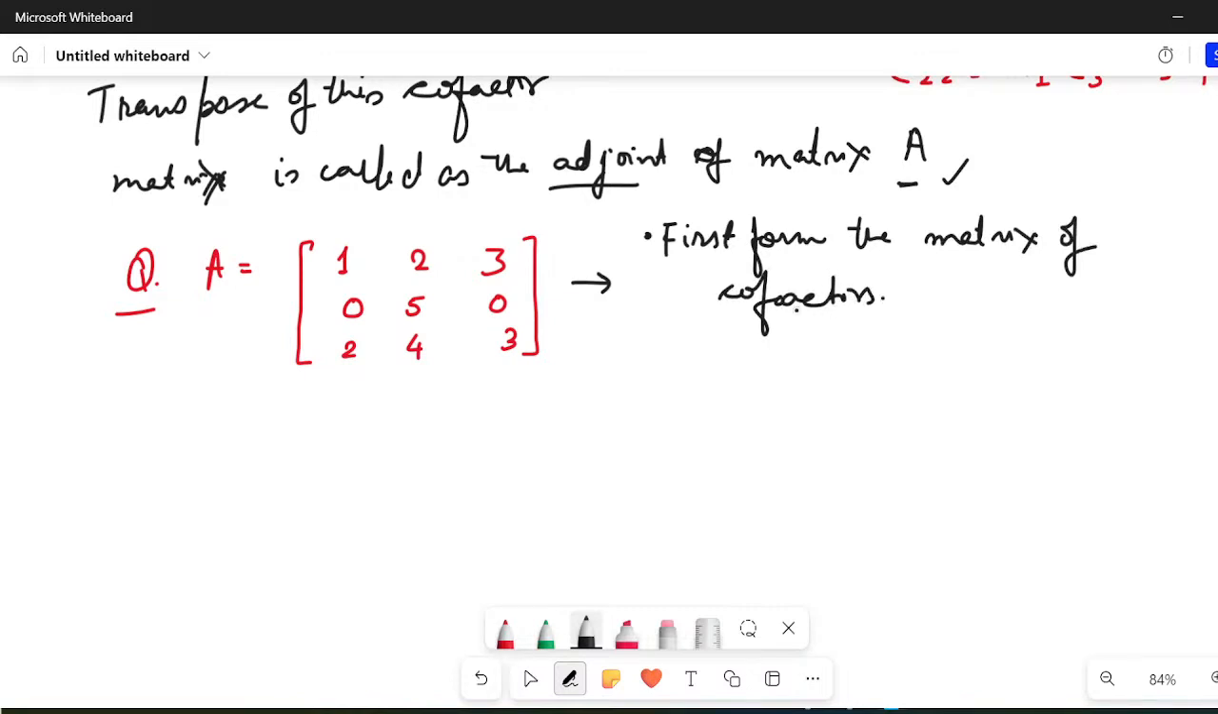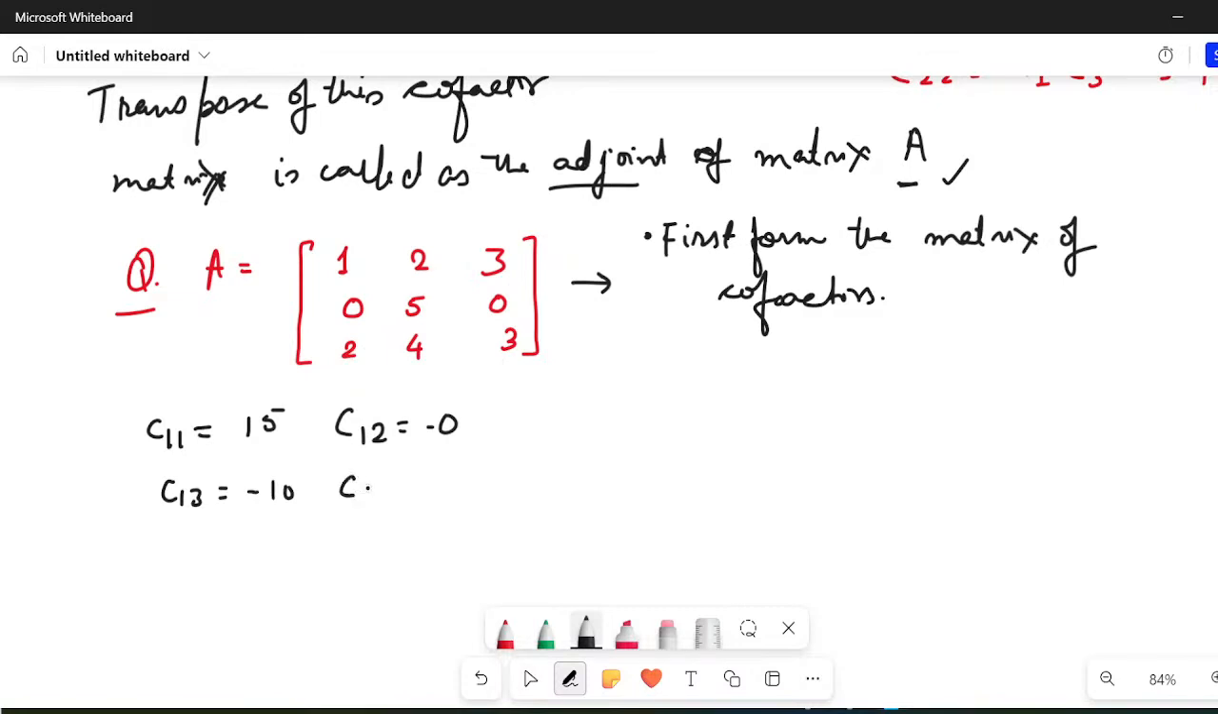Okay, so in order to make the matrix of cofactors, let us do it quickly. I'm writing what would be C11. C11 would be 15. What would be C12? I think C12 would be simply 0. What would be C13? It is actually minus of 0, and minus of 0 is 0. C13 would be what? It would be minus of 10.